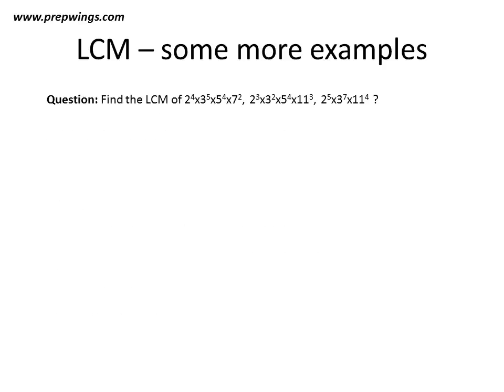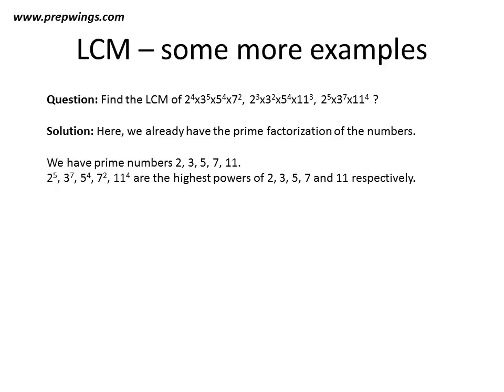Okay, so we'll do one final example. Over here we have to find the LCM of 2 raised to power 4 into 3 raised to power 5 into 5 raised to power 4 into 7 square. The second number is 2 raised to power 3 into 3 square into 5 raised to power 4 into 11 raised to power 3. And the third number is 2 raised to power 5 into 3 raised to power 7 into 11 raised to power 4. Okay. So all these numbers are already in prime factorization. So we don't need to prime factorize it further because it's already prime factorized.